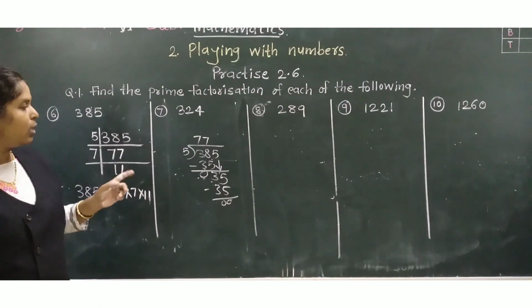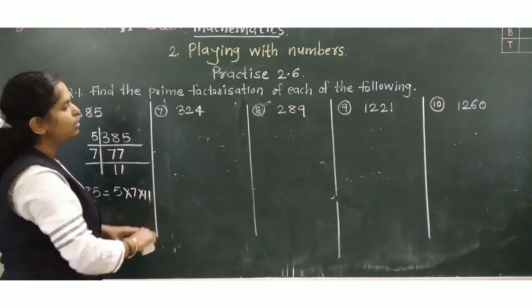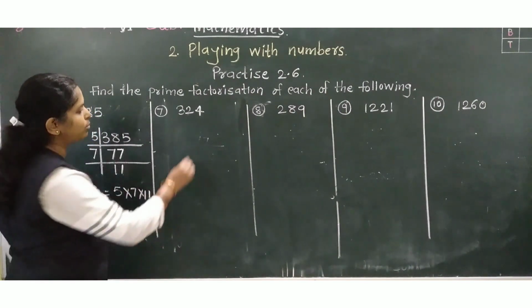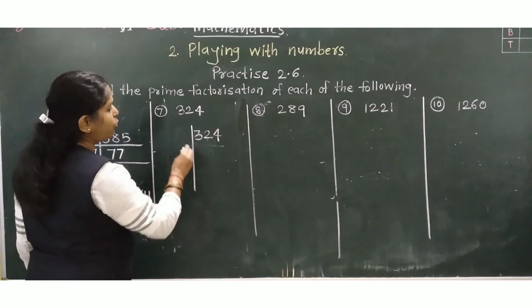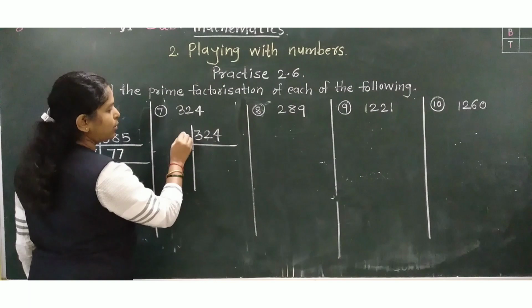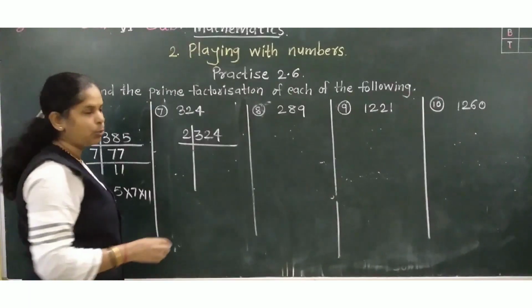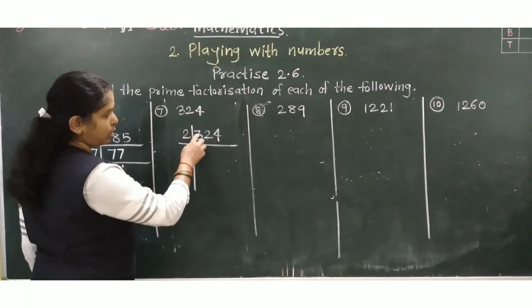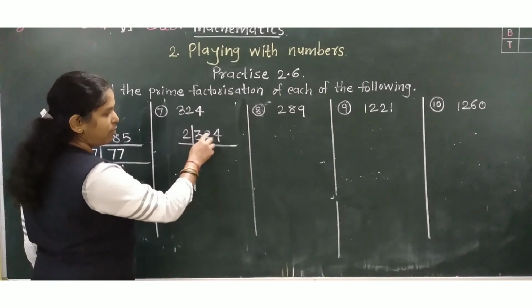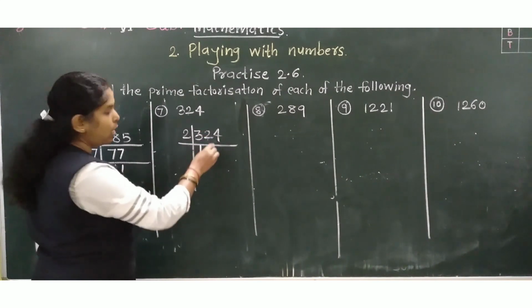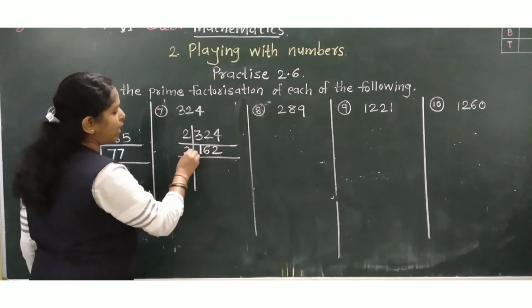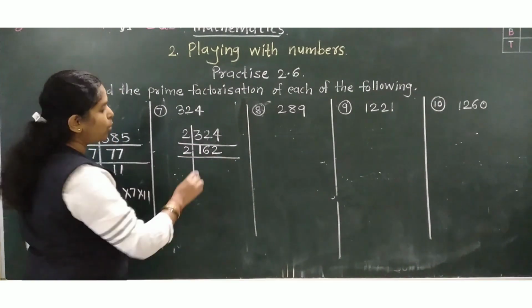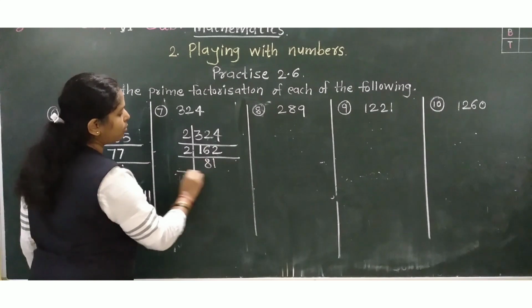Okay. Now next, 324. 324. 4 is there, so I will divide it by 2. 2 ones are 2. 3 minus 2, 1 will come here and will make 12. 2 6s are 12 and 2 2s are 4. Again divide by 2 only. 2 8s are 16, 2 1s are 2.